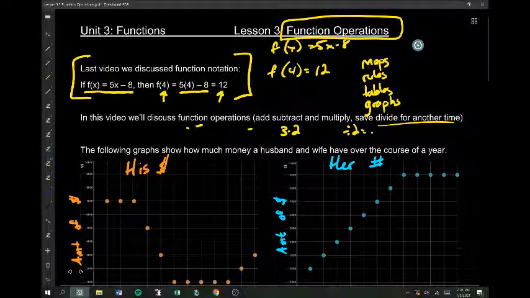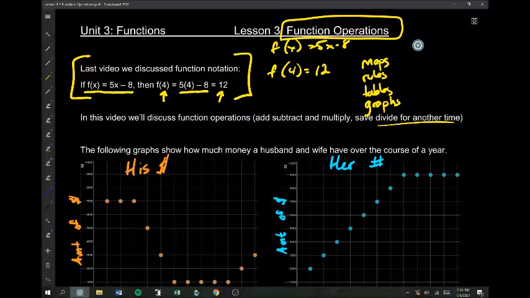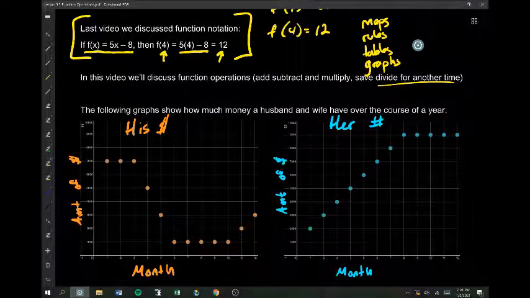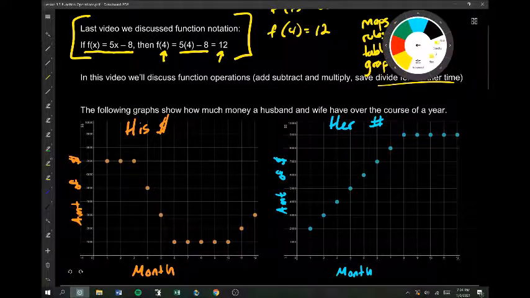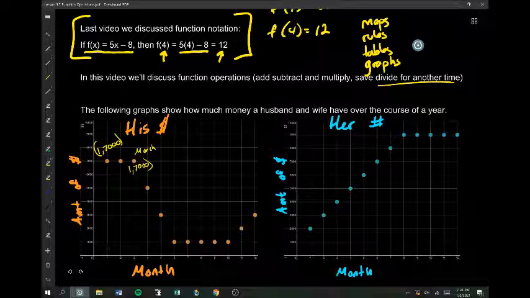Okay. I have two graphs here that I just made up. The two graphs are for husband and wife. We can call them Joe and Susie, or whatever we want. The graph on the left shows how much money a husband has every month. So in month 1 here, he has $7,000. This is the point 1 comma 7,000. That means in January he had 7,000. And in March, he also had 7,000. Because that's month 3. This would be 3 comma 7,000, not 1.